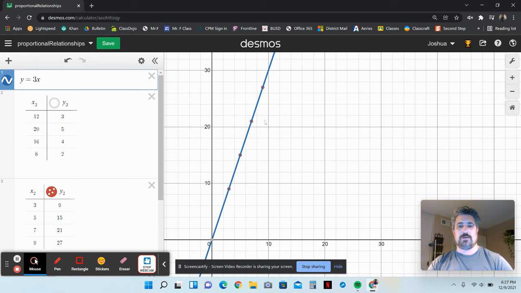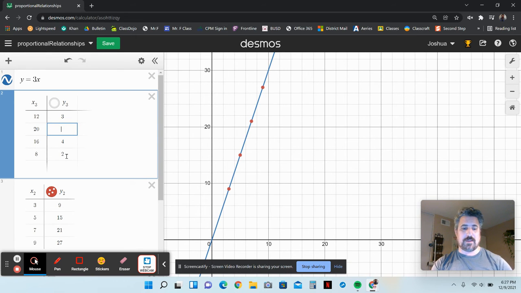So all of these are on the line y equals 3x. This is a proportional relationship. So if you were asked, is this table proportional? You say yes, because all the ratios of y over x stayed the same. If you make it not proportional, all it means is that one of these ratios is no longer the same. If I change that 5 to a 6, now all of a sudden it's not proportional.